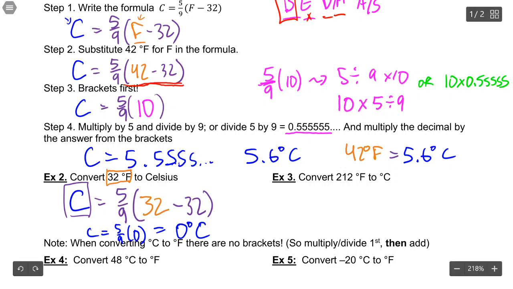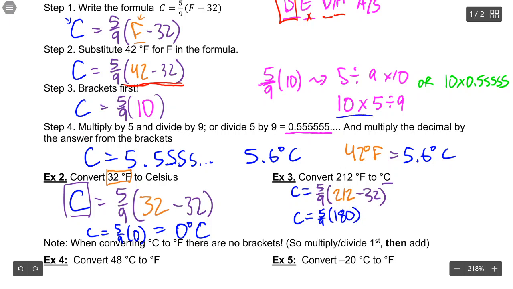And I'll try to write a little bit smaller this time. So C equals, same formula, right? I'm doing C equals because I'm converting to C. So I've got 5/9 of my 212 degrees, because that's my Fahrenheit, minus 32. Now 212 minus 32, I'm going to do first because it's in the brackets. So 212 minus 32 is 180.